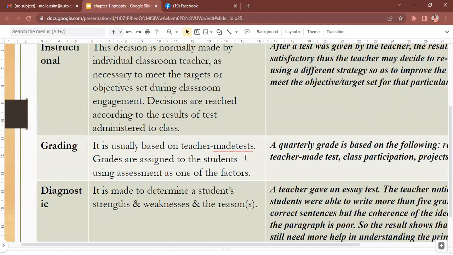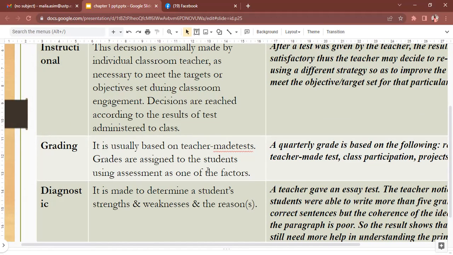Next is grading. Not grading, from the word grade. It is usually based on teacher-made tests. So these are tests made by teachers, and teachers assign grades to a certain quiz or assessment tool. For example, in this activity: voice, 10%, performance, content, and then the total. So that can be considered as grading.